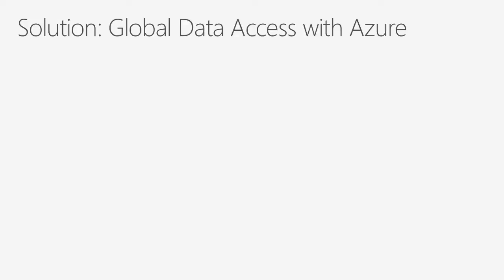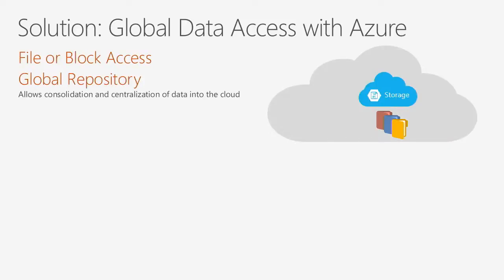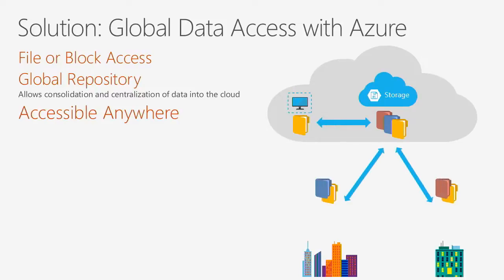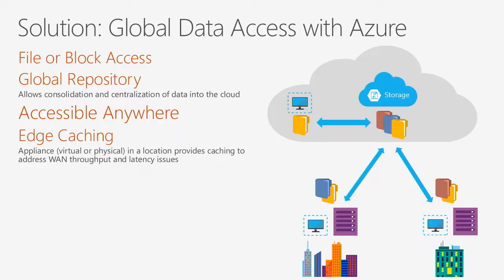So one of those is this idea that I'd like to have global access to a central set of data. The branch office file share scenario is the most common, right? In this scenario, you want file or block access. You want a central repository that is the one source of truth on that data. You want it to be available anywhere, and especially available on the edge in your local offices, and use edge caching and other approaches to make it available efficiently locally.